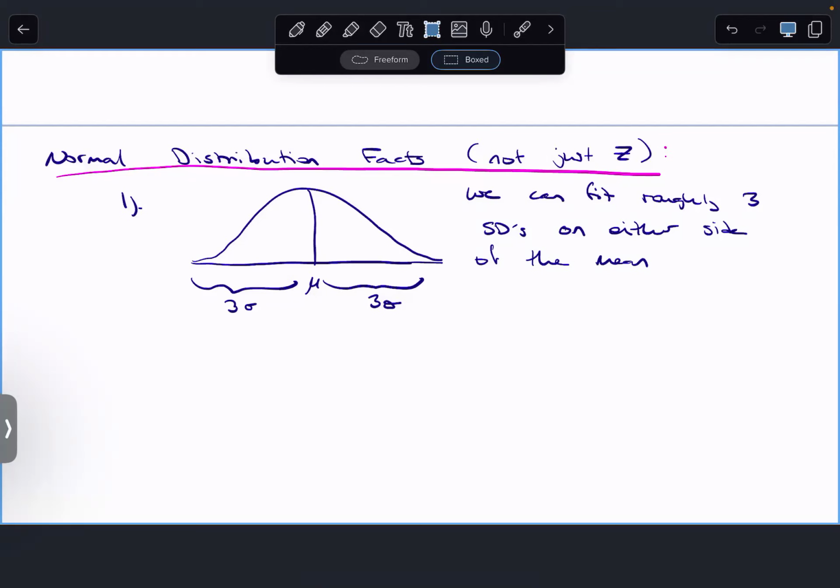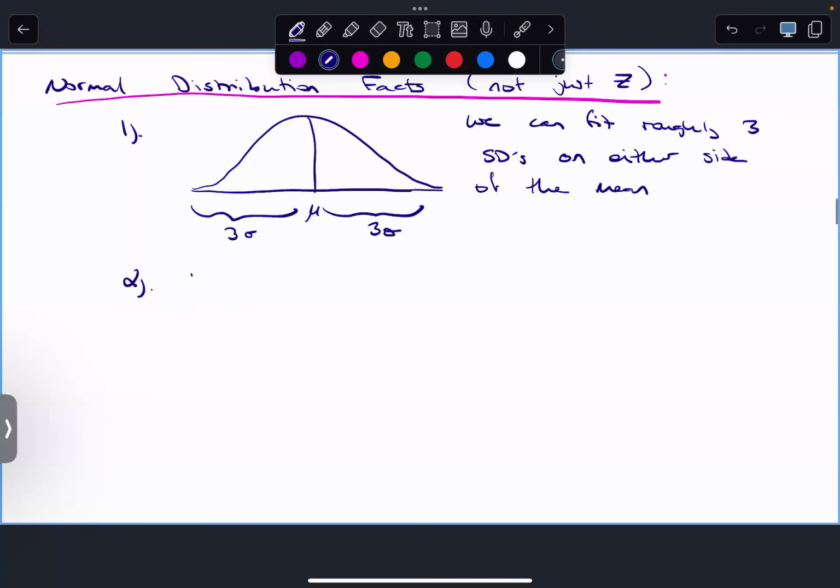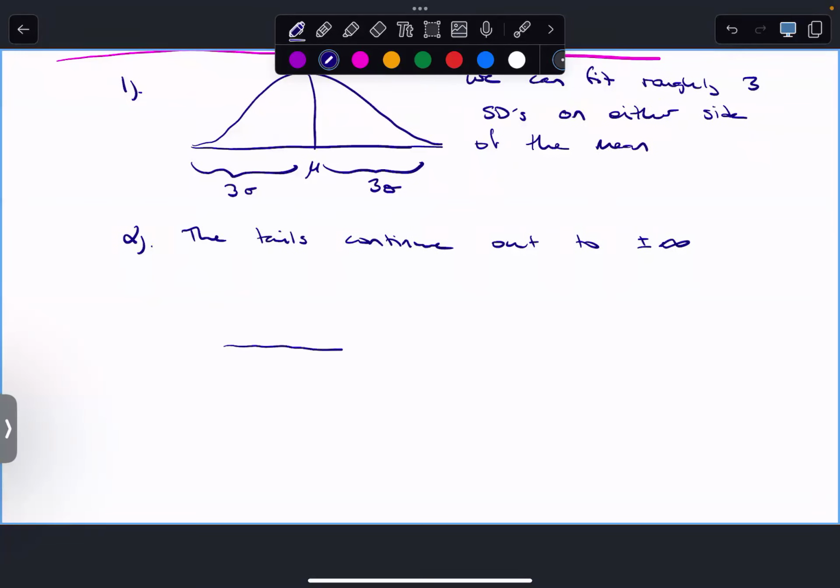Because the next fact is, I know, how are you supposed to know? These tails go from negative infinity to positive infinity. So in theory, the tails continue out to plus minus infinity, which is kind of mind blowing. In theory. Obviously, you can't be negative infinity tall, but in theory, we're allowing for it.